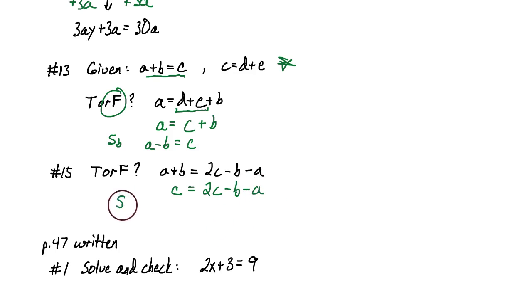Next, let's subtract c from both sides. When you subtract c from the left side, you end up getting 0. And on the right side, now there will be 1c. And there's still the minus b and the minus a.